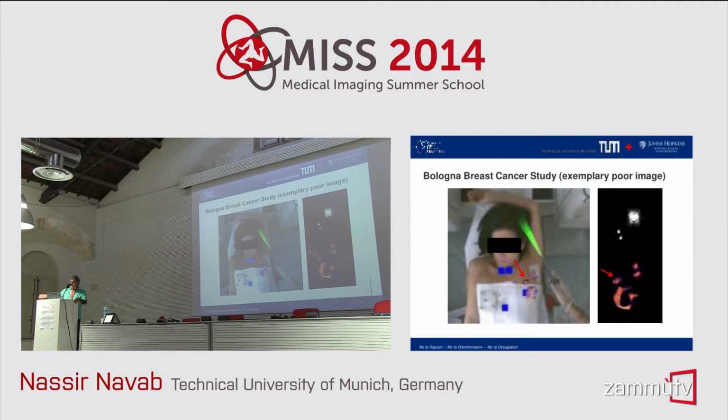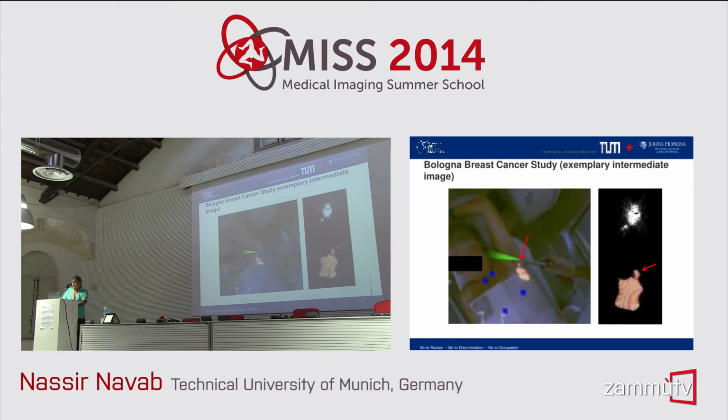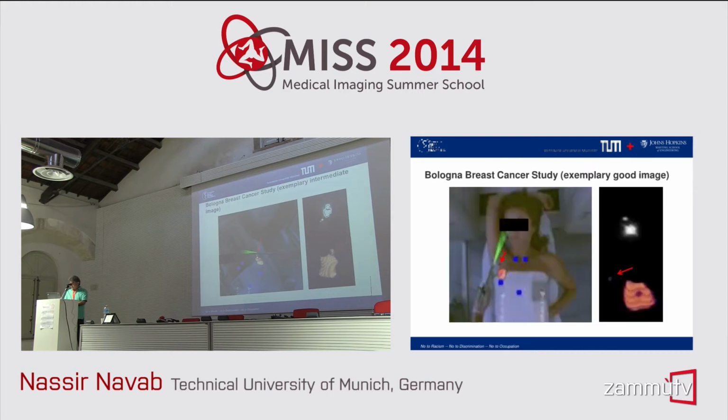These were some examples in Bologna, actually. For example, this is a relatively poor example, even though we see the nodules, there are ambiguities; this should not be there. Here is a medium, intermediate result, but it's good. They were happy because they could see this nodule here.